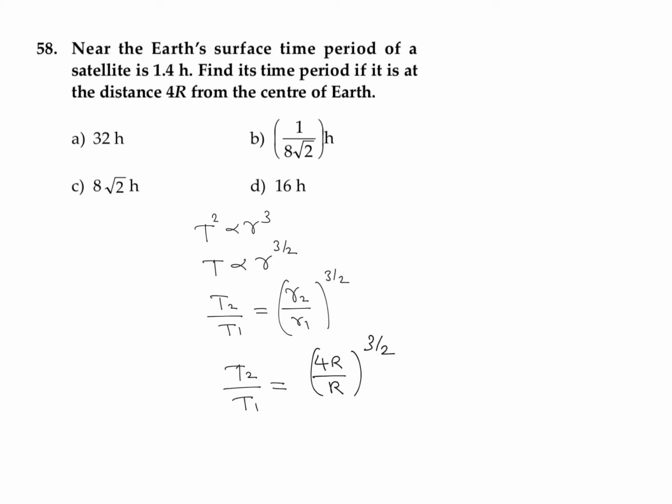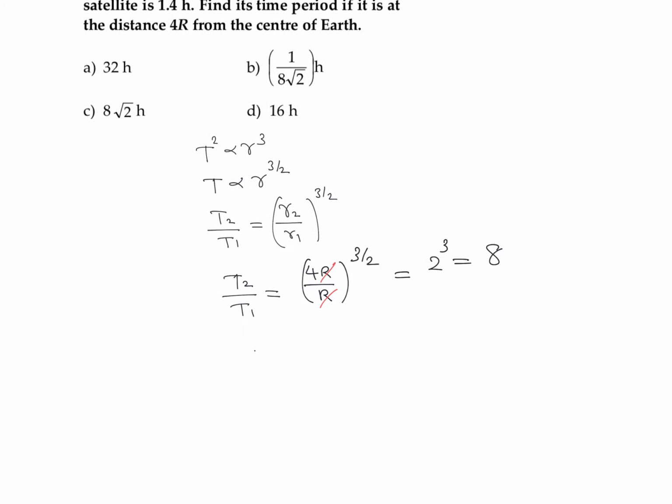So we can cancel this R and this R, so it becomes equal to 4 raised to 3 by 2. So 4 raised to 1 by 2 is nothing but 2, so it is 2 raised to 3, and 2 raised to 3 is nothing but 8. So we can write the value of T2 is going to be T1 into 8. The value of T1 is given as 1.4, so it's 1.4 into 8. 1.4 we can take as root 2, so this is root 2 into 8.